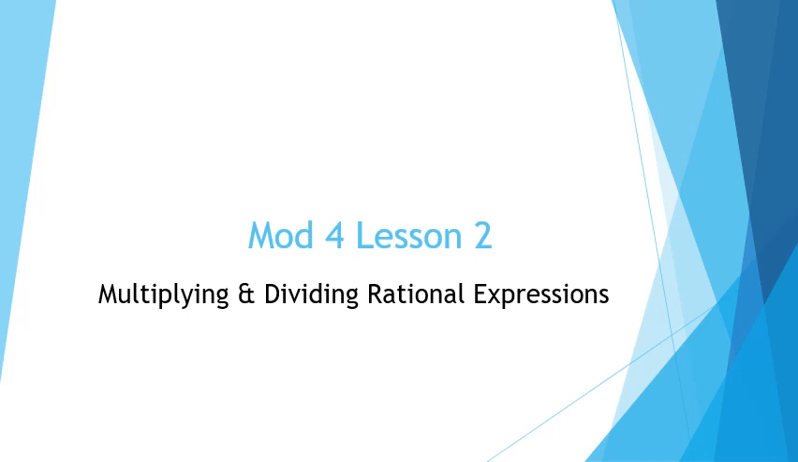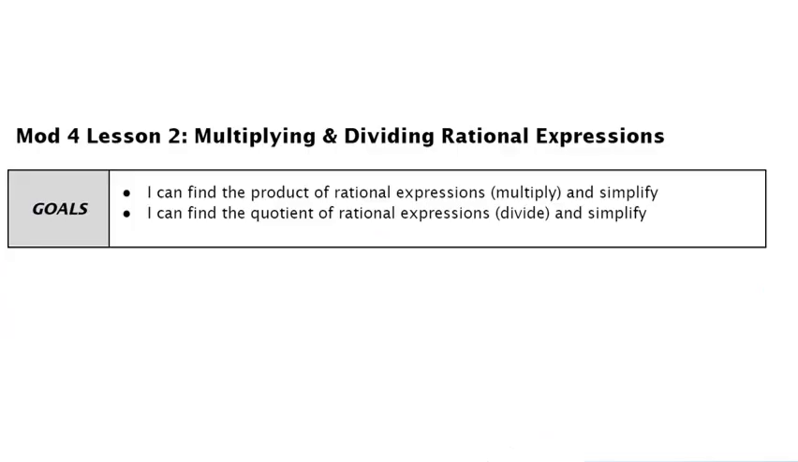This is the video for Mod 4 Lesson 2 on multiplying and dividing rational expressions. This section is really just an extension of what we did in the previous section. So the goal is going to be taking the factoring and the simplifying we've been using and now multiplying, and again that's what product means, so finding the product or multiplying two rational expressions and finding the quotient, which is really just dividing, and then simplifying. So we're really just adding one additional step in there.